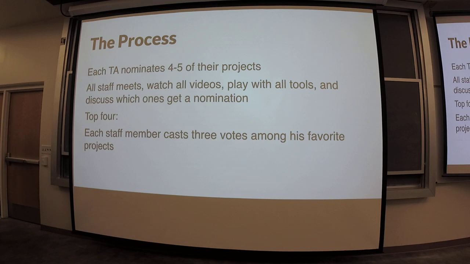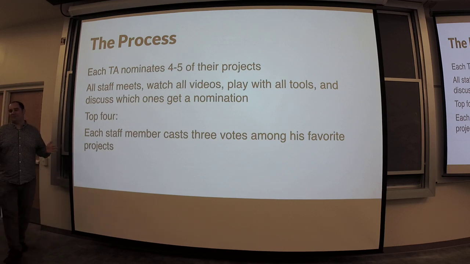How many projects per TA? 4 to 5. What do you mean? Oh, per TA. Yes, each TA selects, of their set of 10 projects, 4 to 5 for us to review as a group. So we look at about half of all the projects. We had 33 projects this year. We look at about half of them in this meeting, and we do this first cut by essentially the TAs looking at their very best projects. We also look at the very worst, but I'm not going to share those.